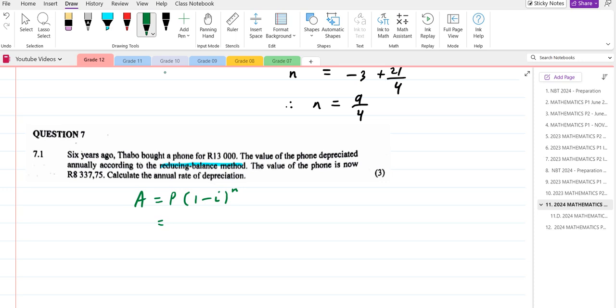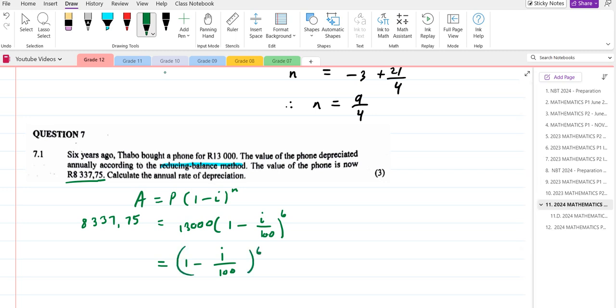Now the value of the phone is 8,337.75. So let's calculate that. The value of A, the accumulated value, is 8,337.75, 6 years ago. So that's 1 minus i over 100 to the power 6, and P is 13,000. So we're going to divide this side by 13,000. We will be left with 1 minus i over 100 to the power 6.